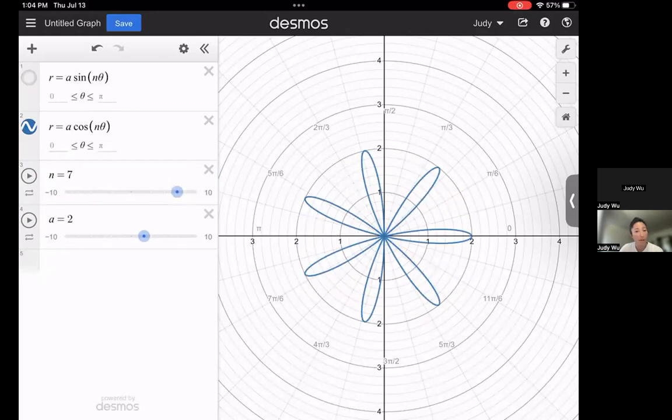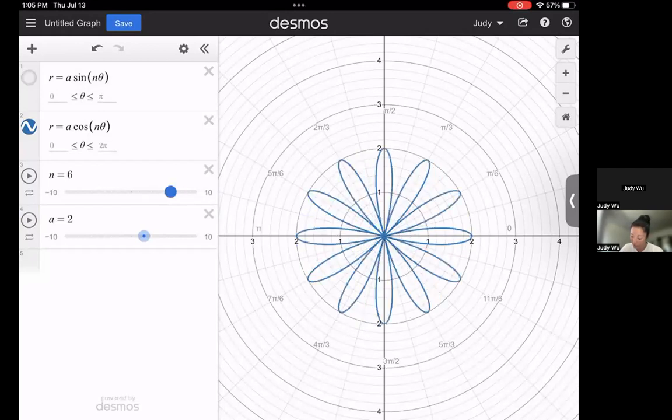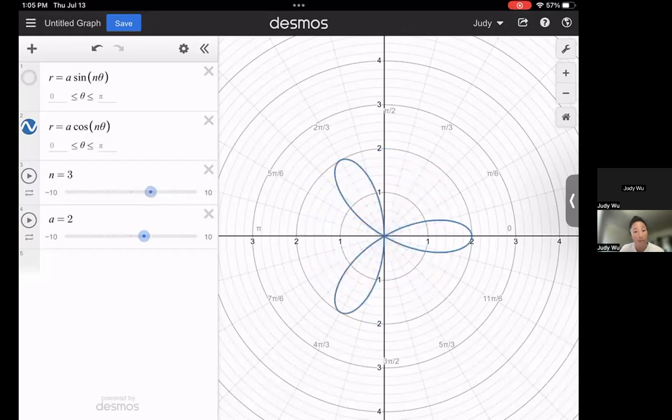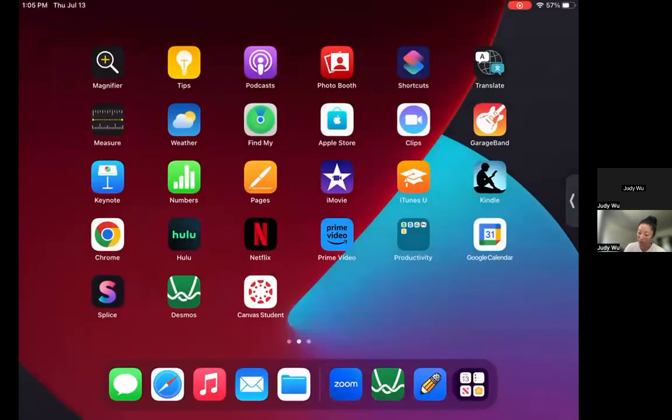Same thing here. If it's cosine, I still see 7 petals when n is 7. I see 5 petals when n is 5. I see 3 petals when n is 3. Okay. So if we were to go ahead and draw these on our notes, let's see what else we might want to write down.